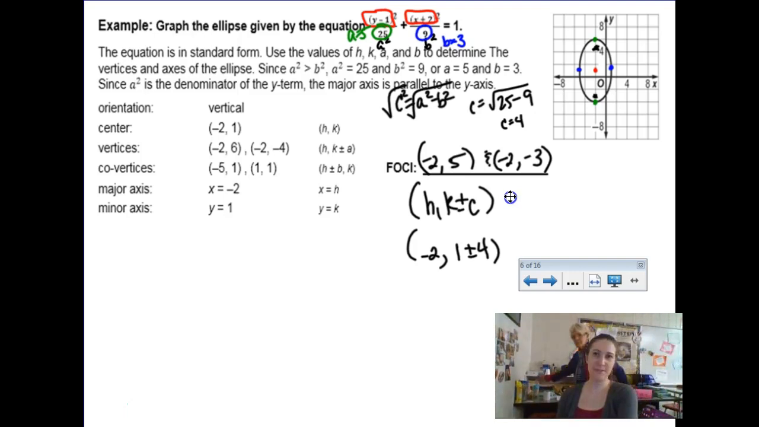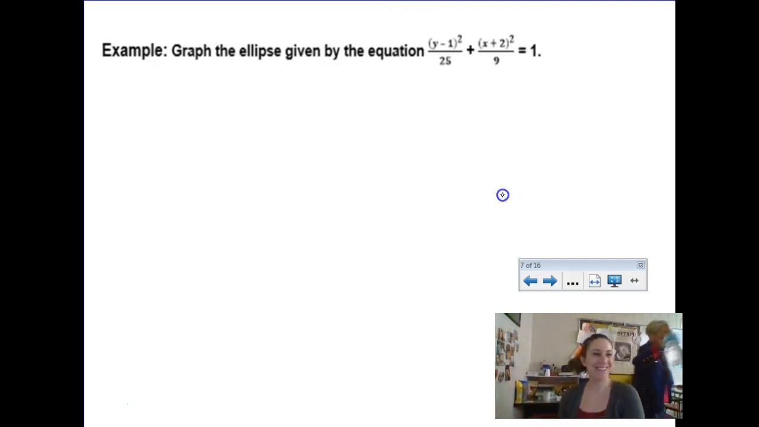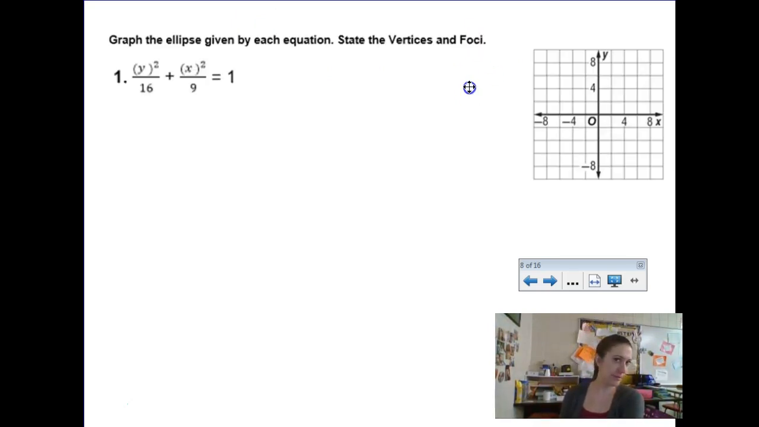We could have drawn our ellipse, and it was already done for us. So that was the same question, which is already done for us. So let's move on to number 1.